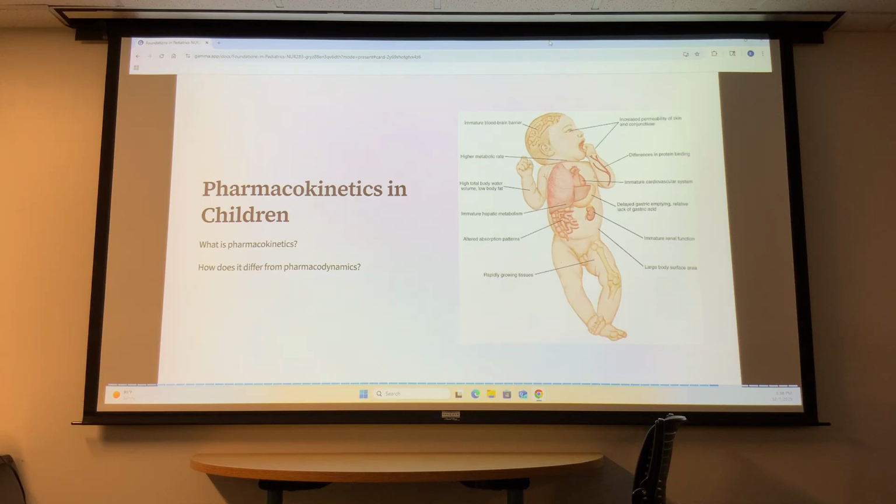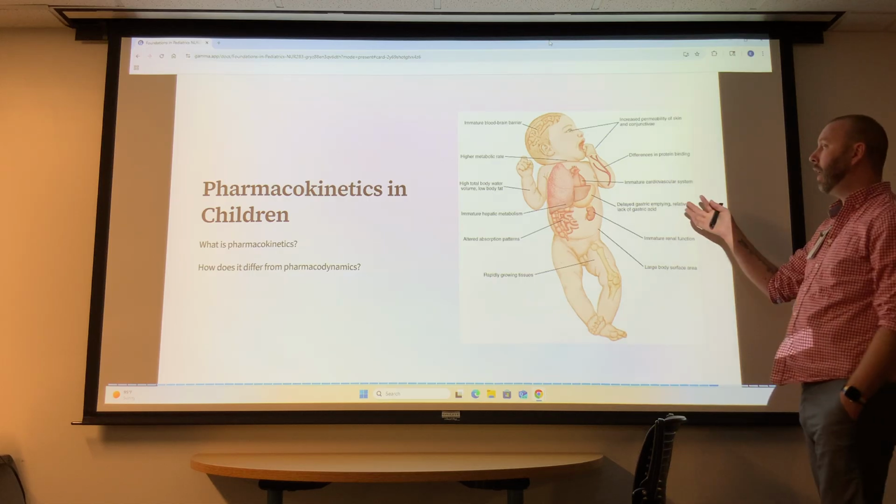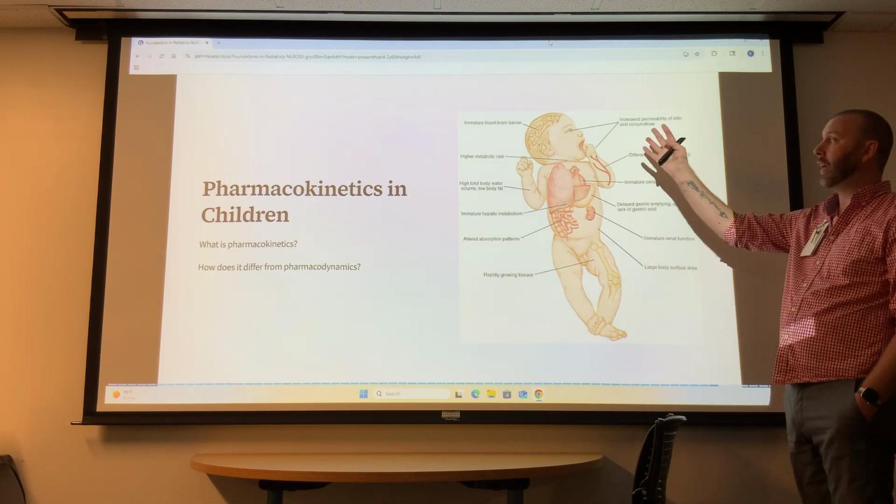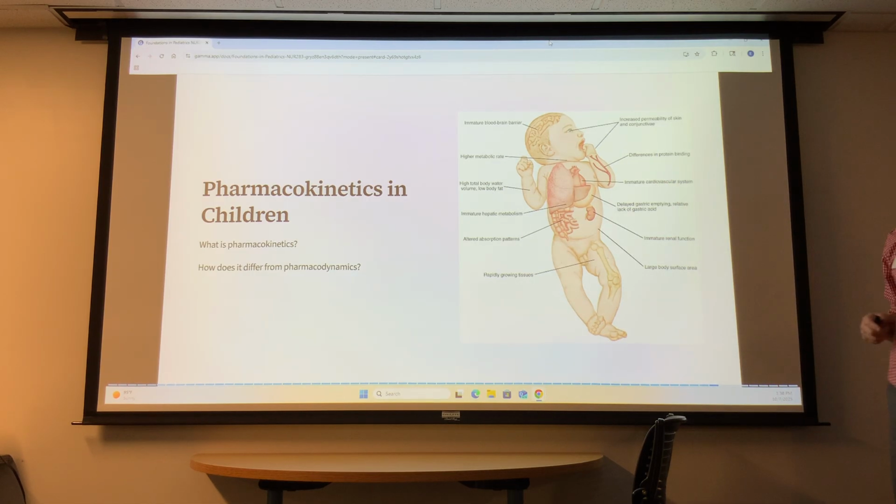How it works does not change in any population, but how it moves through does, based on things like their immature renal function, delayed gastric emptying, they've got a higher total body water volume, they've got a higher metabolic rate, so they'll burn through that medication faster, okay? So there's a number of reasons why, or how it's moving through the body, it changes, okay?